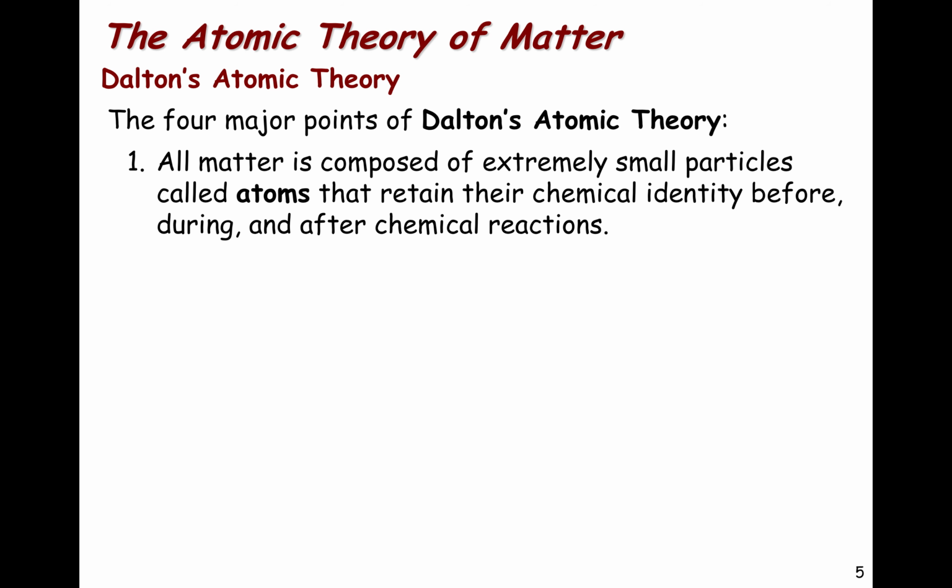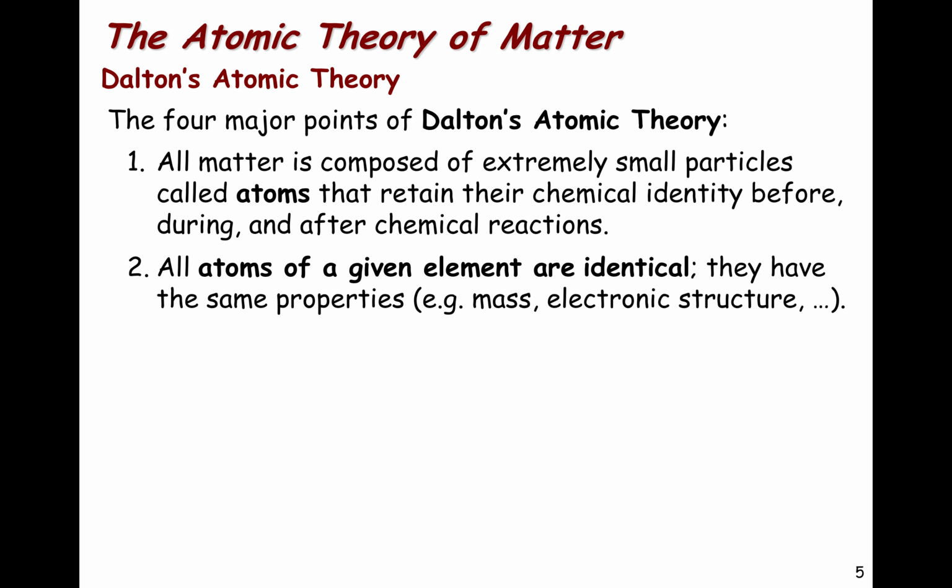Listed here are the four major points associated with Dalton's atomic theory. The first is that all matter is comprised of very small particles that we refer to as atoms, and these are combined in certain ways to form either compounds or the elemental form. All atoms of a given element have identical properties. This is something that we will discuss in detail in the near future.